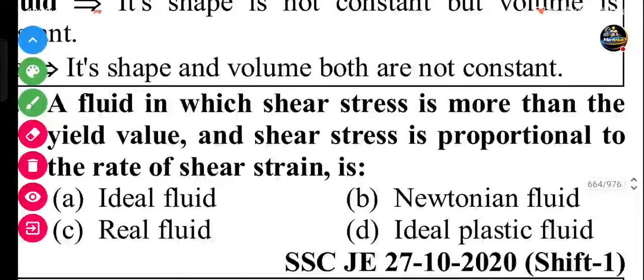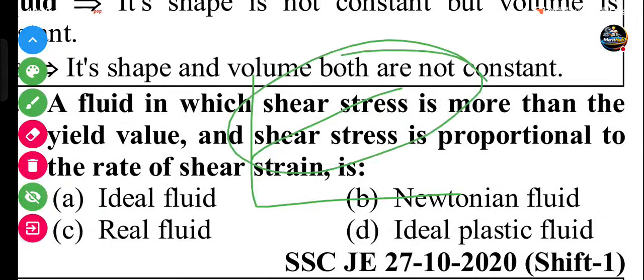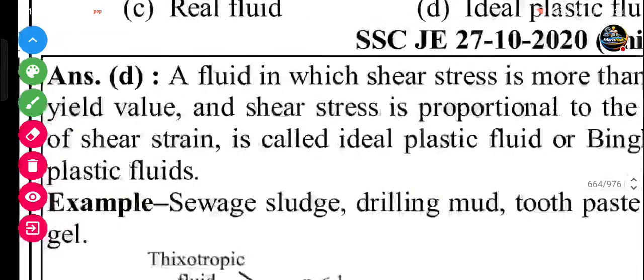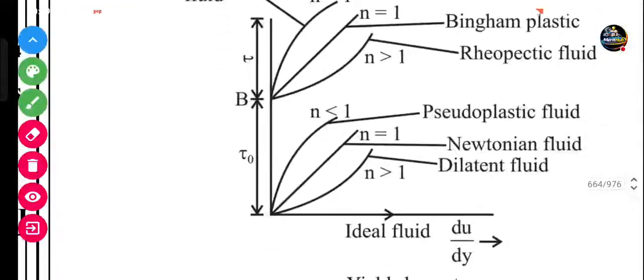Next question, a fluid in which shear stress is more than the yield value and the shear stress is proportional to rate of shear strain. Yield value से ज़्यादा and the shear stress is directly proportional to shear strain. This is the ideal plastic fluid. This is the answer, ideal plastic fluid.